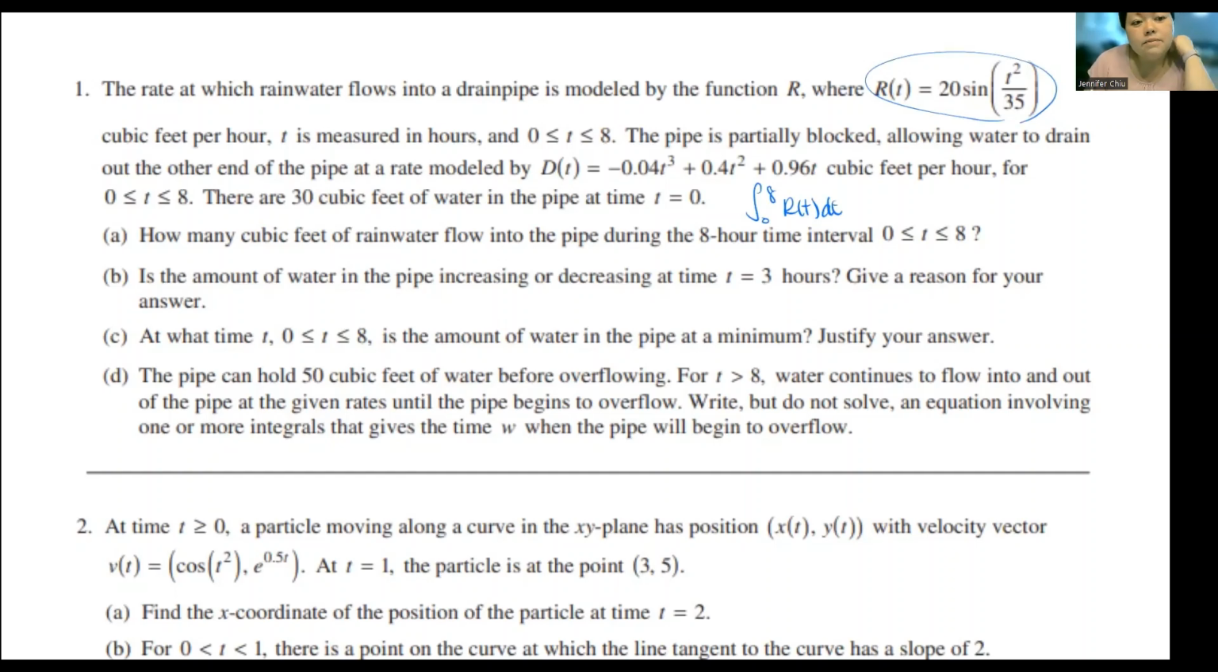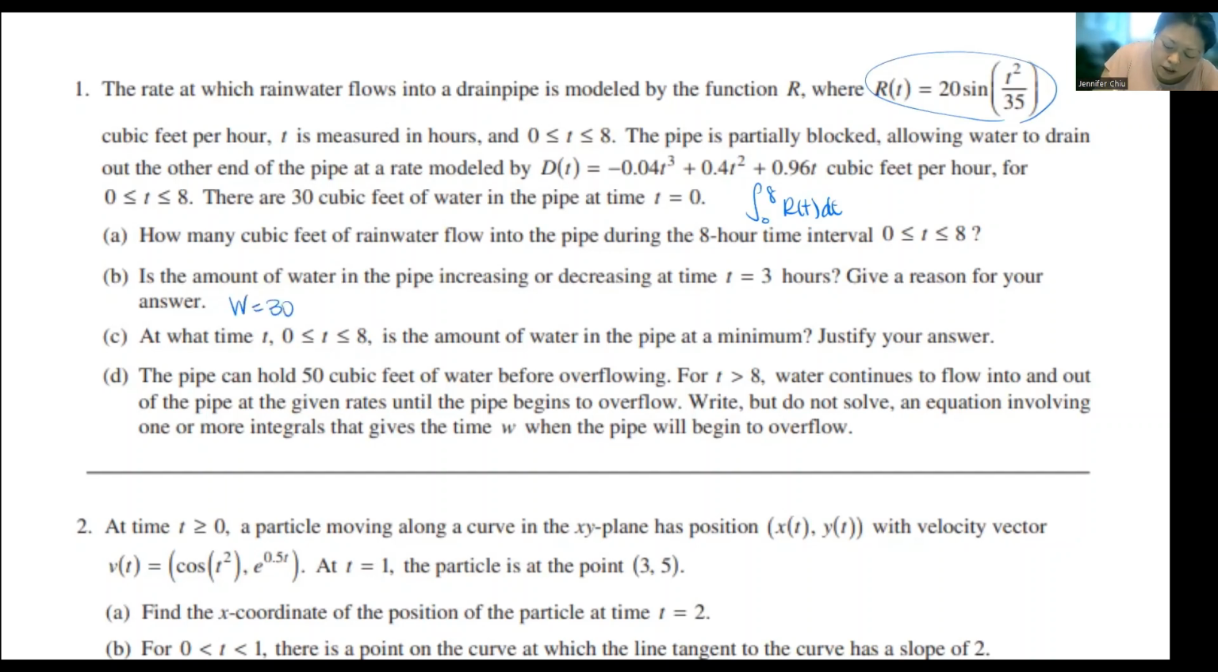Okay. Part B says, is the amount of water in the pipe increasing or decreasing at time t equals 3 hours? Give a reason for your answer. So first of all, you've got to figure out how much water is in the pipe at a certain time, and then you need to look at the rate at which this is happening to see if it's increasing or decreasing, right? So you are looking at the total amount of water. So how much water is in the pipe?